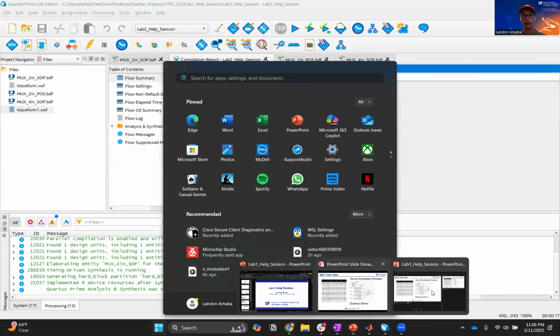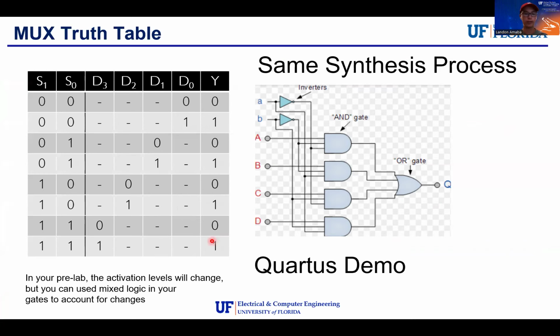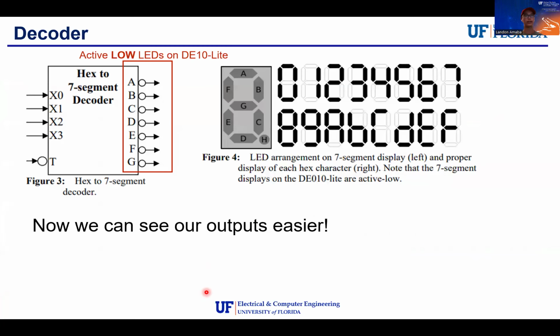We go back to the PowerPoint here and move on. So yes, in your pre-lab, the activation levels will change. Use mixed logic in your gates to account for these changes. All right, so we'll move on to the decoder. This is the block diagram for the decoder. Basically, the idea is we label this A, B, and this corresponds to the output of the decoder.